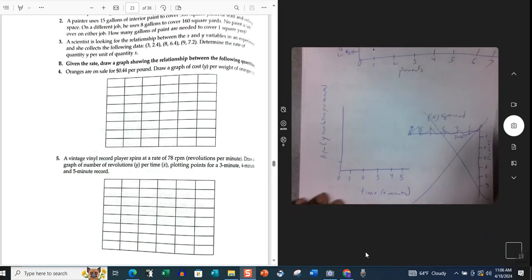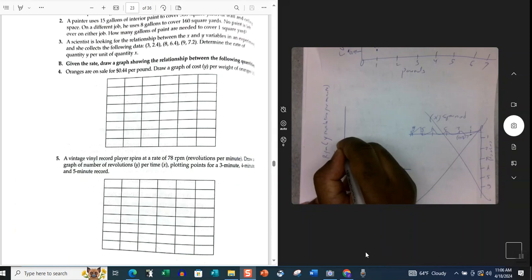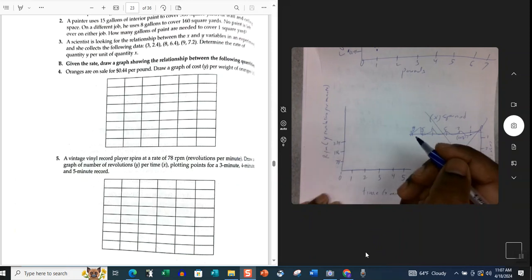Okay, now, we know that the first would be 78. The second would be 156. Then we can add another 78 here. What's that, 234? Then we add another 78.